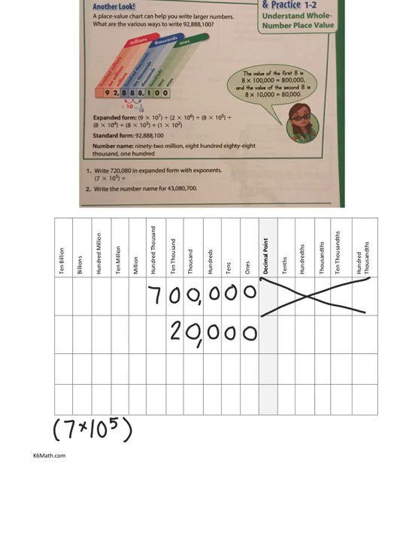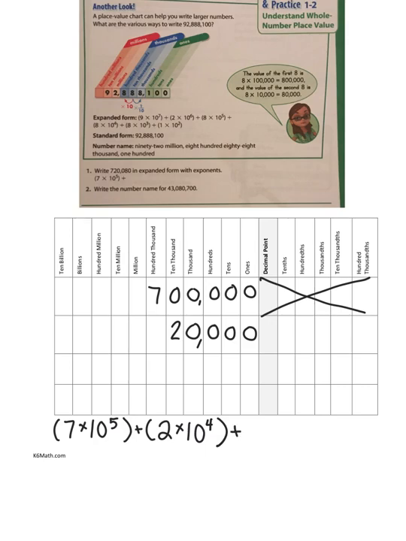Okay, so then we're going to add to that, let's see, 20,000. So I'm going to open up a new set of parentheses. 2 times 10. Now, how do I know what my exponent should be? I need to count my zeros. 1, 2, 3, 4. I have 4 zeros. So I need 10 to the 4th power. And I can double check that because 10 times 10 is 100. 100 times 10 is 1,000. And 1,000 times 10 is 10,000. Okay, so that's correct. Good.